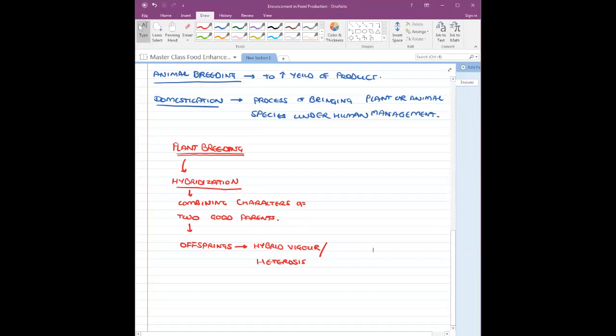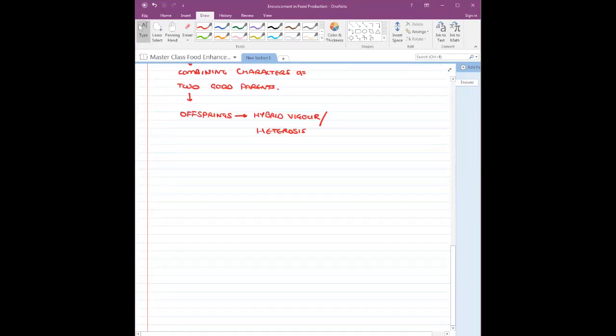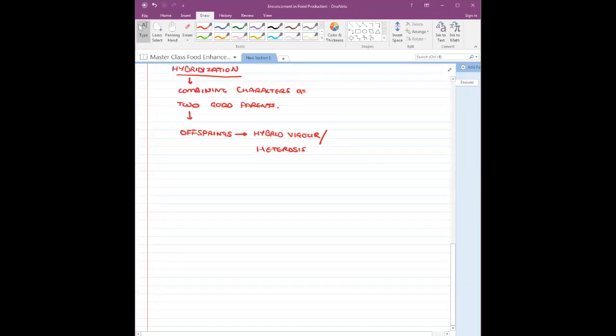So guys, this is what we are going to exploit. We are going to exploit the property of hybrid vigor, meaning whenever you have two good parents, you are going to take the parents and try to mix their characteristics. But guys, is it always that you are going to have offspring with the best characteristics? Is it always going to be that way?